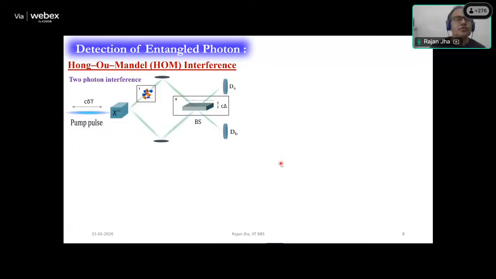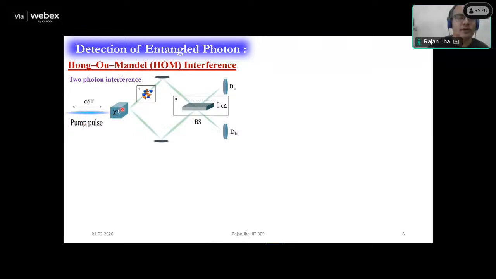Once you have created them, you should also know whether the photons that have been created are entangled or not. So what people do is HOM interference, or Hong-Ou-Mandel interference. Mandel also got the Nobel Award for this process. So here, you take two-photon interference, and this is what was shown in one of the last slides, that you have some pump pulse here.